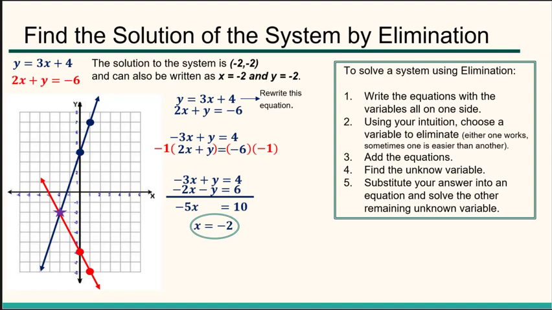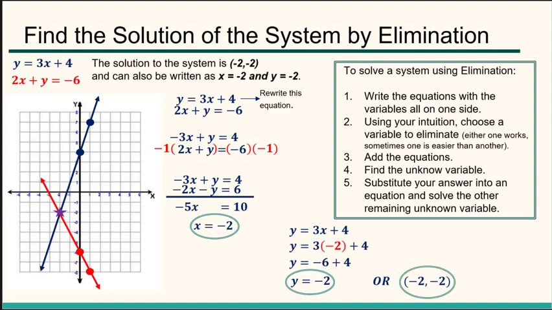And there are other methods. This is a very important skill and you'll be doing it quite a bit. There are other methods in addition to these three that we are looking at in this unit of work. And then we just do what we did before. We take one of the equations, I chose this one, plug in that negative 2, compute my answer, and I get y equals negative 2, which is what I got before. And you can also write this as the point negative 2, negative 2.